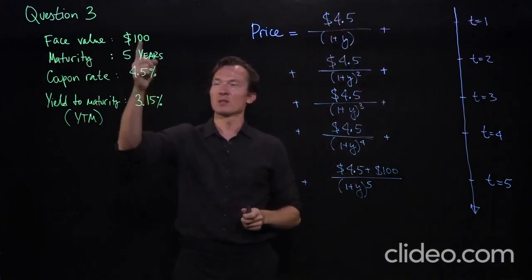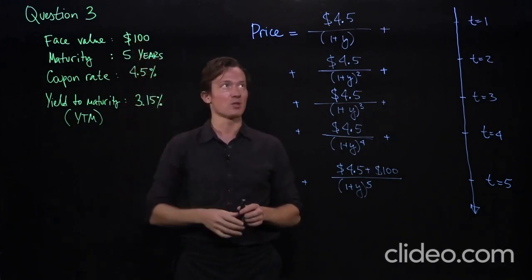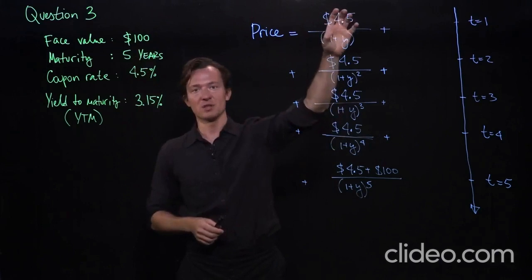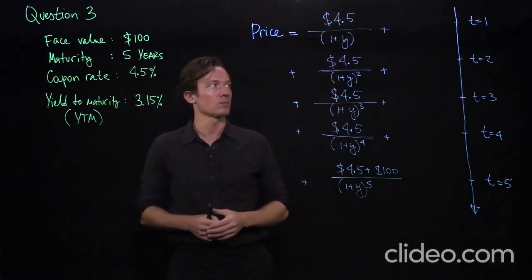This is the coupon rate multiplied by the face value of this bond. So 100 times 4.5%. This is $4.50. This is how much this bond pays to us at the end of year 1.